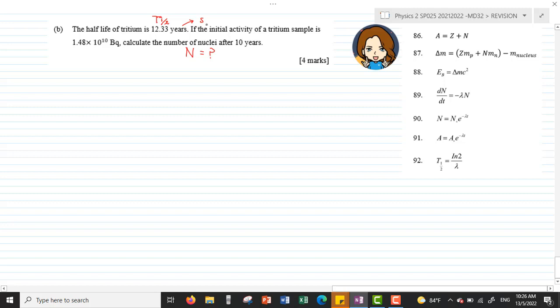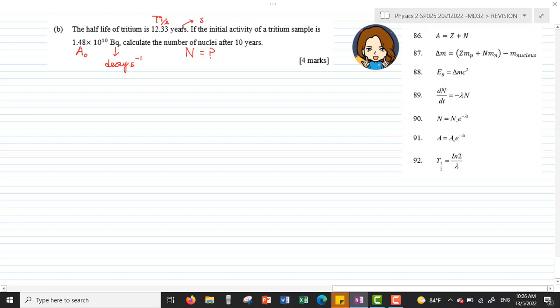We can do all our calculation in SI unit. And then we are given the initial activities, which I denote by A naught. So the initial activities is 1.48 to the power of 10 Bq. Bq is the SI unit for activities, whereby Bq is decay per second.